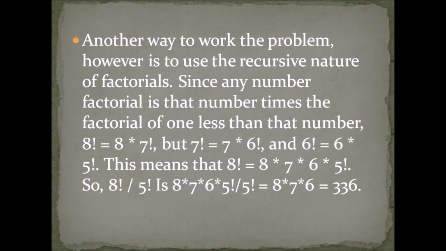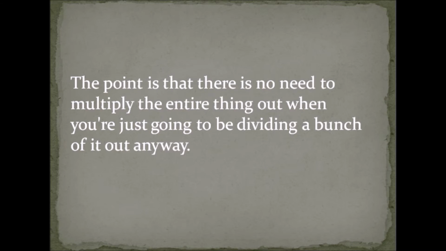So, 8 factorial divided by 5 factorial is 8 times 7 times 6 times 5 factorial divided by 5 factorial, which is equal to 8 times 7 times 6 equals 336. The point is that there is no need to multiply the entire thing out when you're just going to be dividing a bunch of it out anyway.